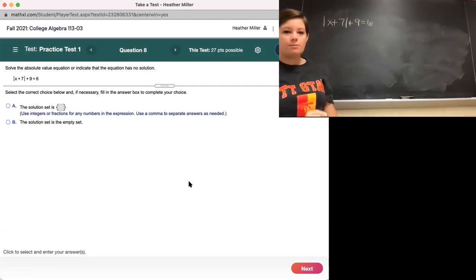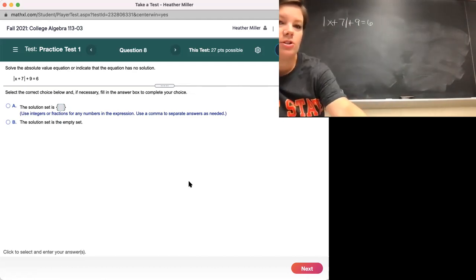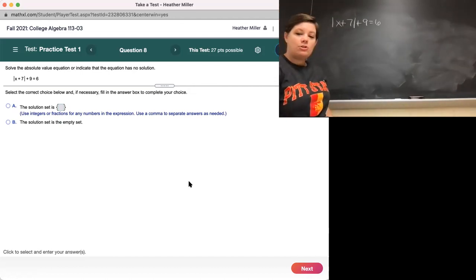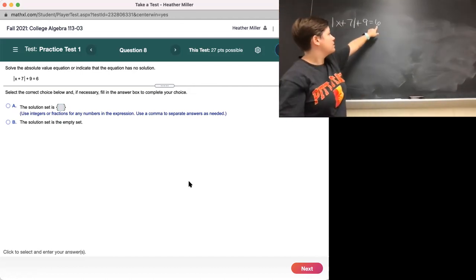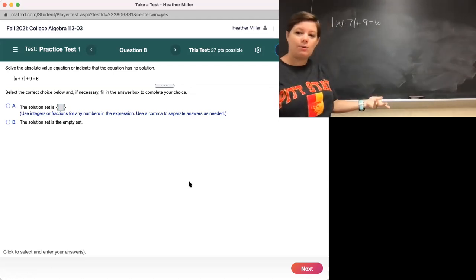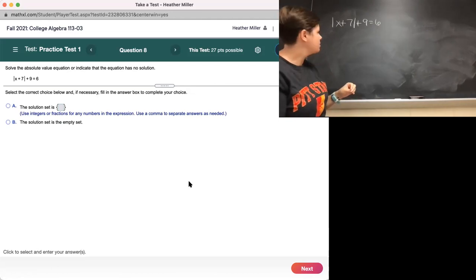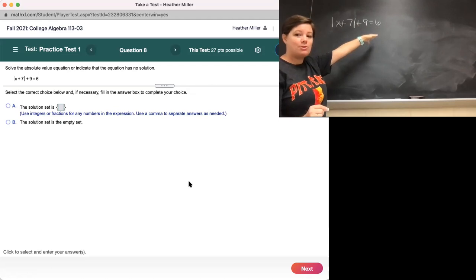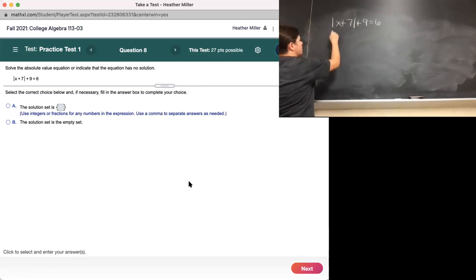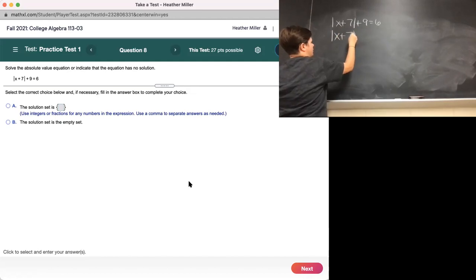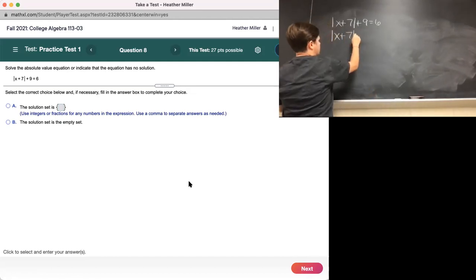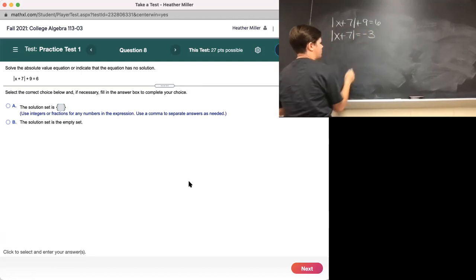Okay, so that's the next problem. It says solve the absolute value equation or indicate that the equation has no solution. So remember, there was a special thing with absolute values where you could look at the C value, compare it to 0, and that's going to tell you if there's 2 answers, 1 answer, or 0 answers. So the first thing we have to do, though, is we have to make sure we have everything over there besides the absolute value before we can compare. So we're going to subtract 9 from both sides, which will give us a -3.